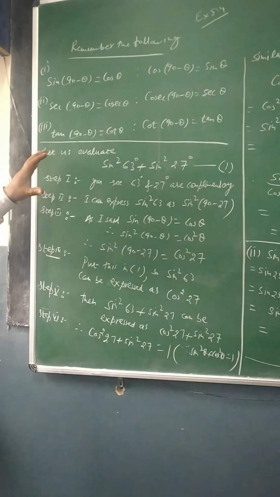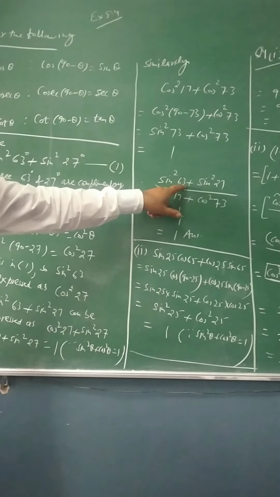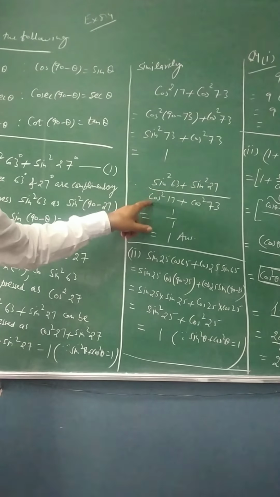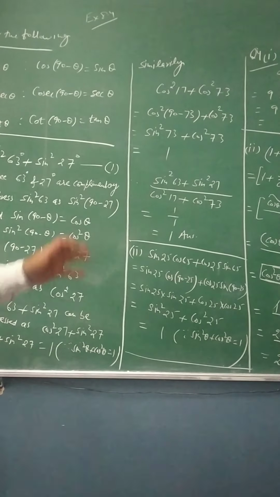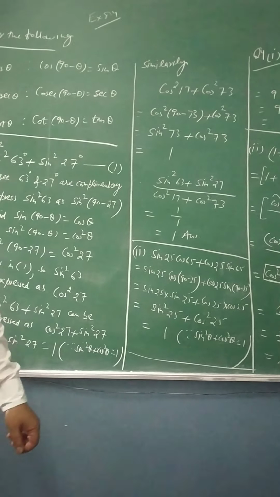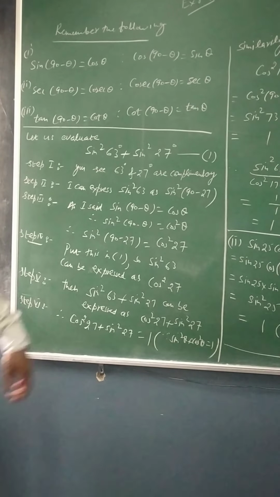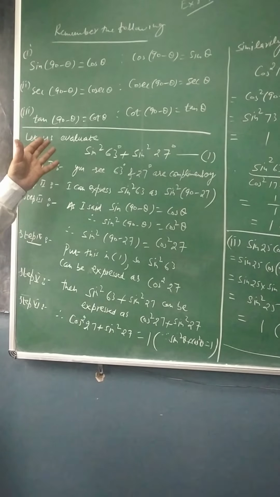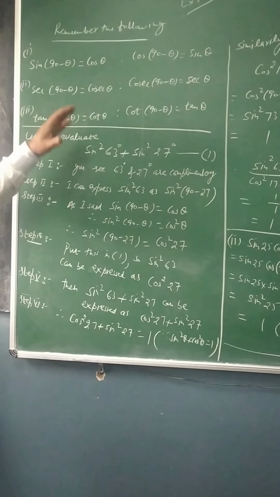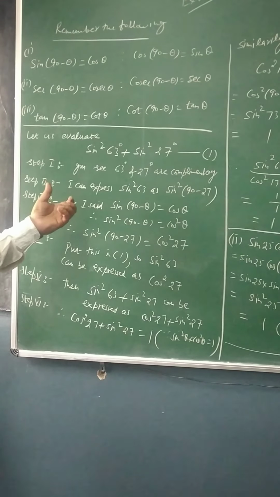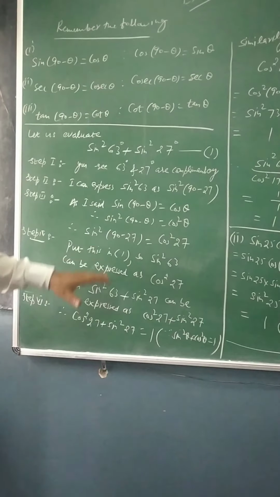You have to evaluate sine square 63 plus sine square 27 upon cos square 17 plus cos square 73. The question is evaluate. This is the third question, first part of your exercise 8.4, which is directly in connection with your 8.3. So if there is still a doubt whether applications of those complementary angles will be part of your examination, then we need not do this question.